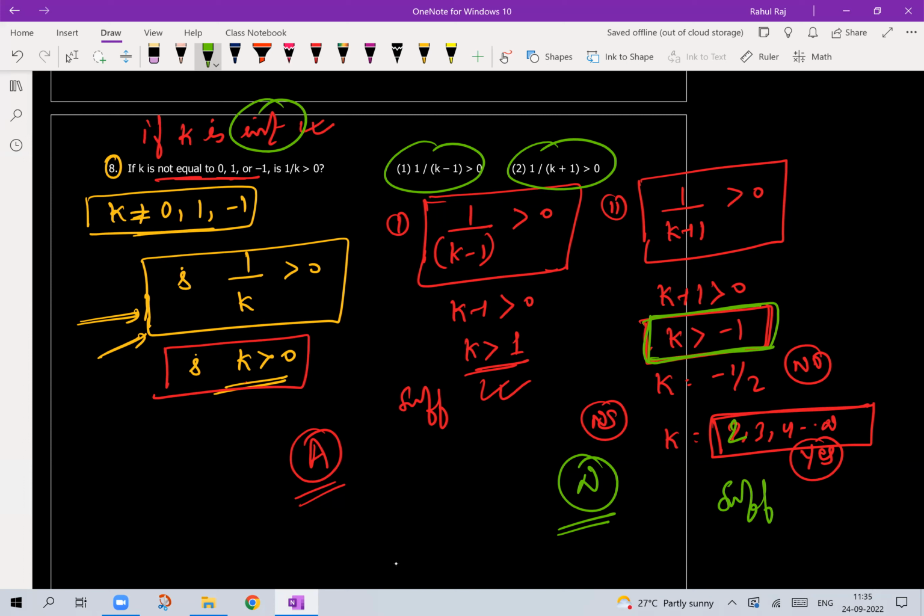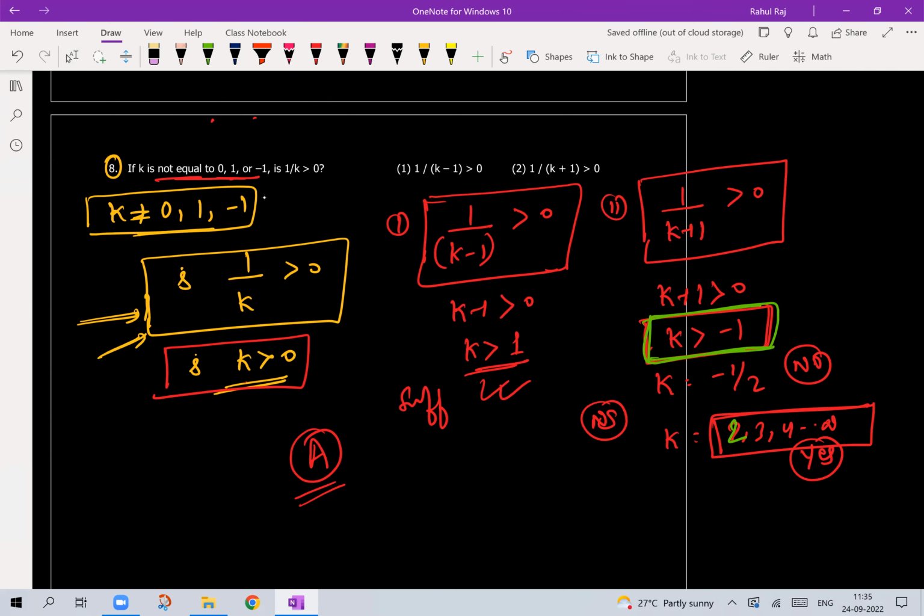Is there any problem over here? Anybody? Please tell. Ankita, is this clear? Mahima, Shaurya? Yeah, it's clear. So answer to this particular question is 100% A, because it is not given to me that k is an integer or not.